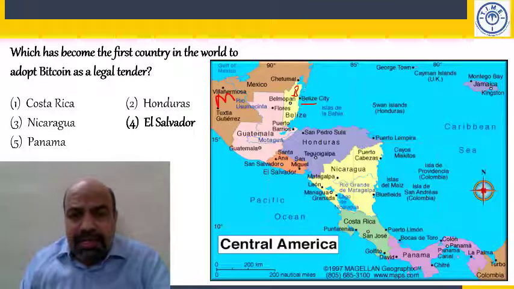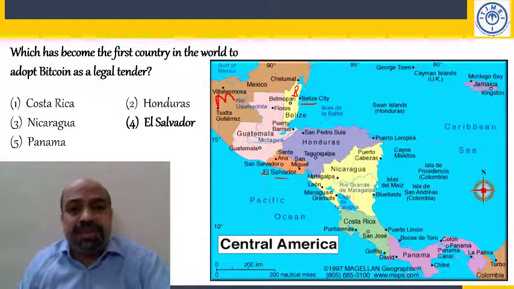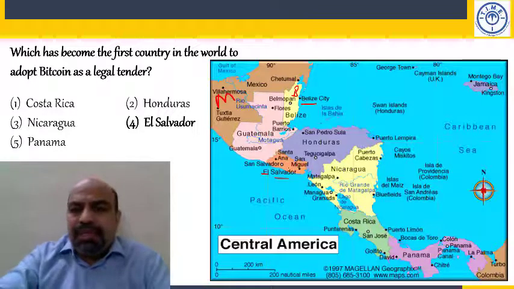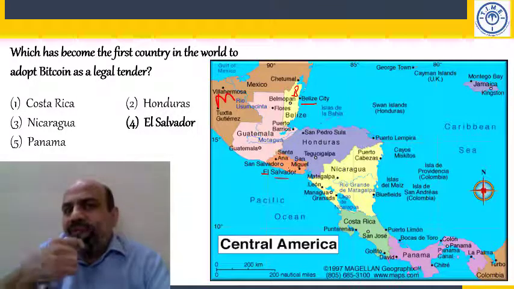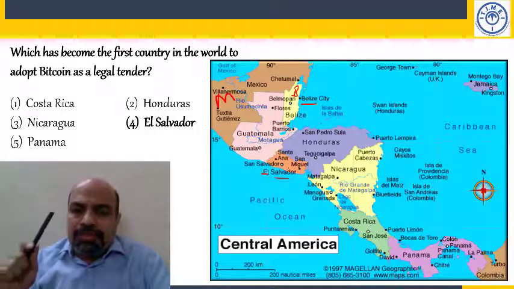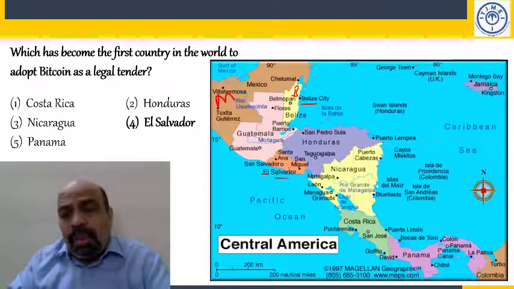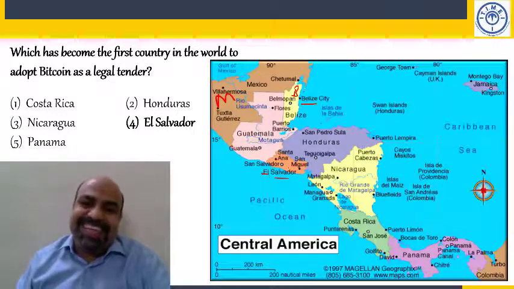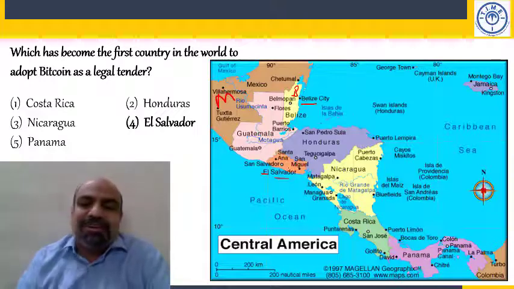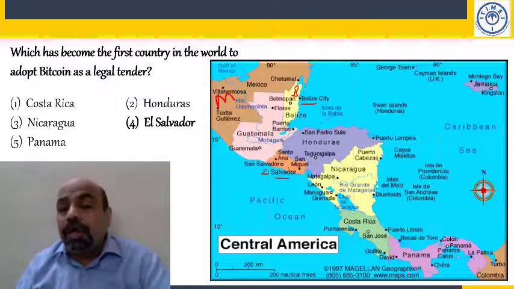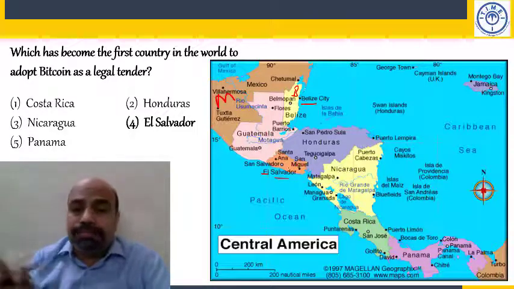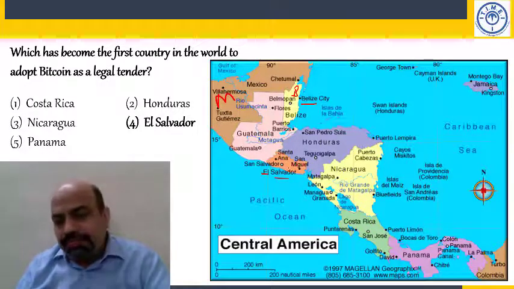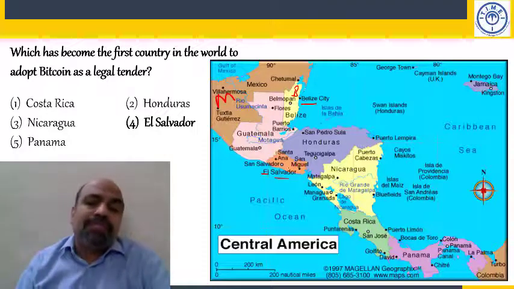Nicaragua, El Salvador. El Salvador means the savior. It's a Spanish term, and the name refers to Jesus. So Honduras, Nicaragua, Costa Rica, Panama. That's how they are pronounced, but we won't have to pronounce them that way. We can simply say Nicaragua, Honduras, Belize, Guatemala, or Guatemala. Both are right.